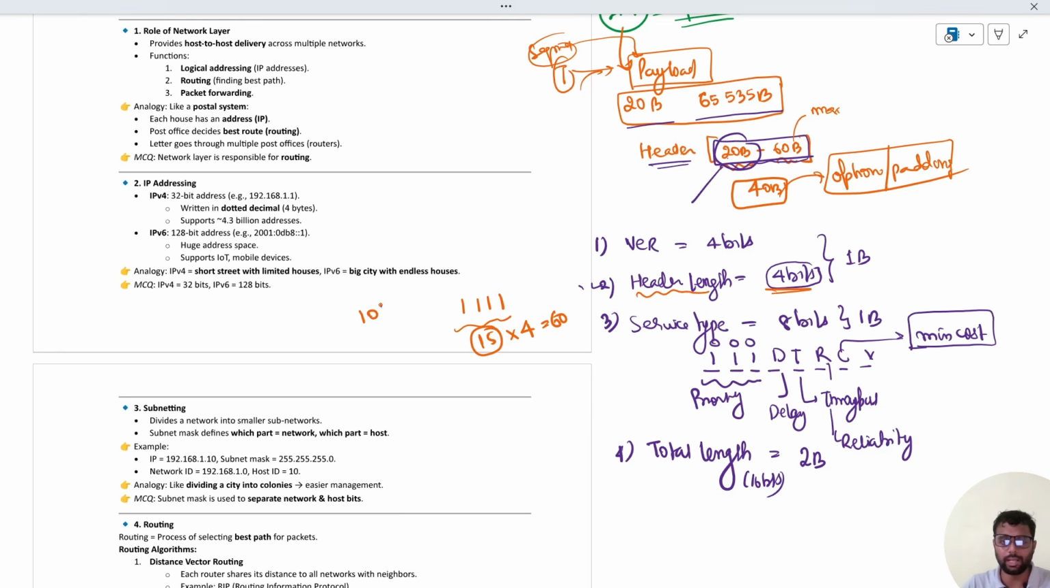Okay, so if the header length field is having data like 1011, that means it is nothing but 11. So the actual header length will be 11 times 4, that is 44 bytes. Okay, this is with respect to the header length.